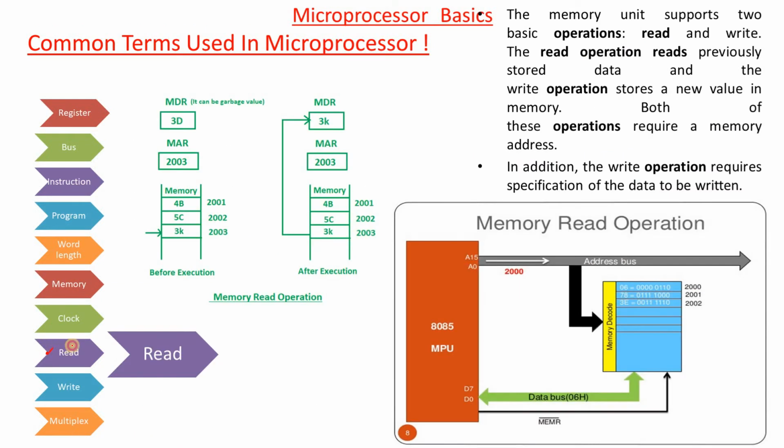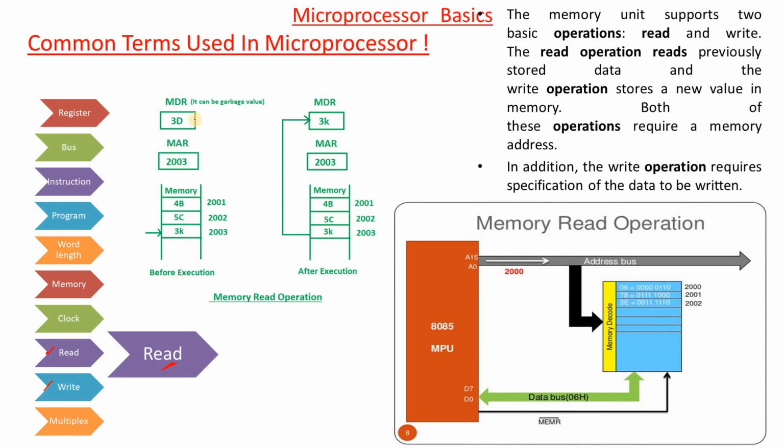The next term is read. Read and write are opposite terms. So simply we call read operation reading the data from various sources. What are the sources we are going to consider? Sources means either memory, or register, or IO devices. In this case, we are going to see an example of how we read the memory data.